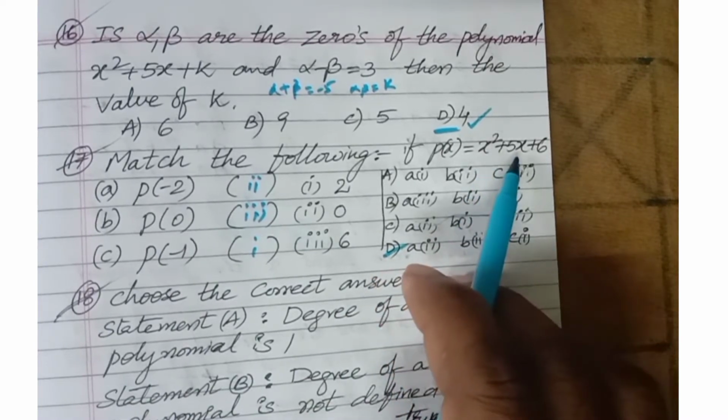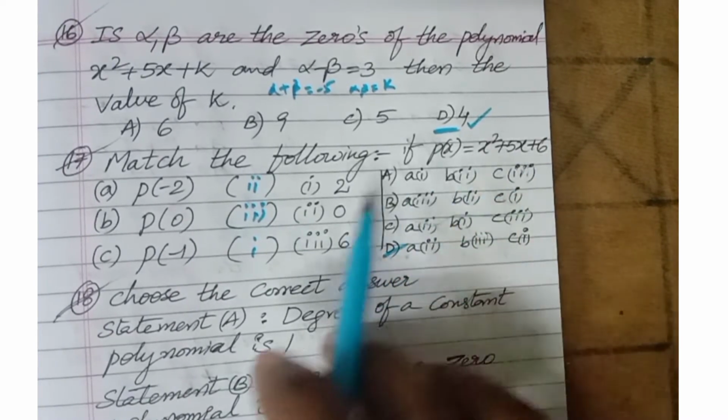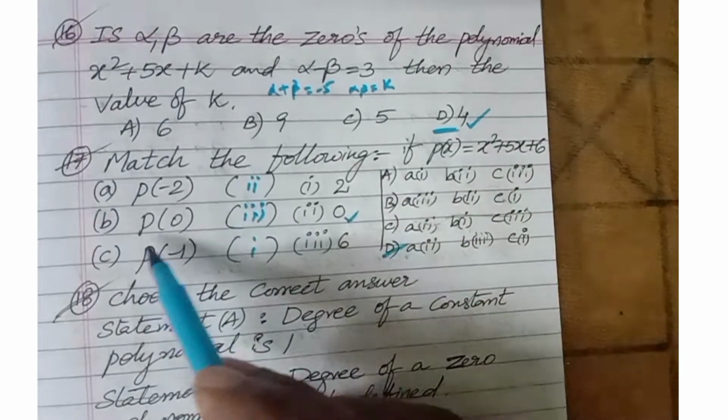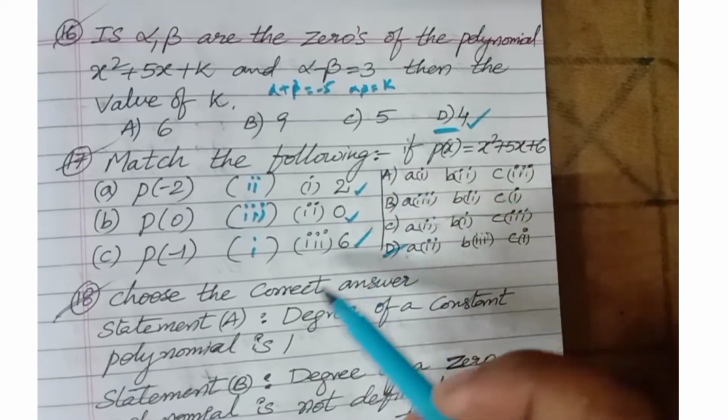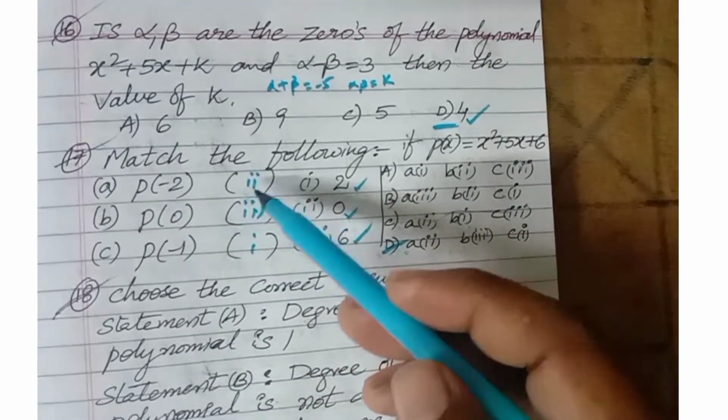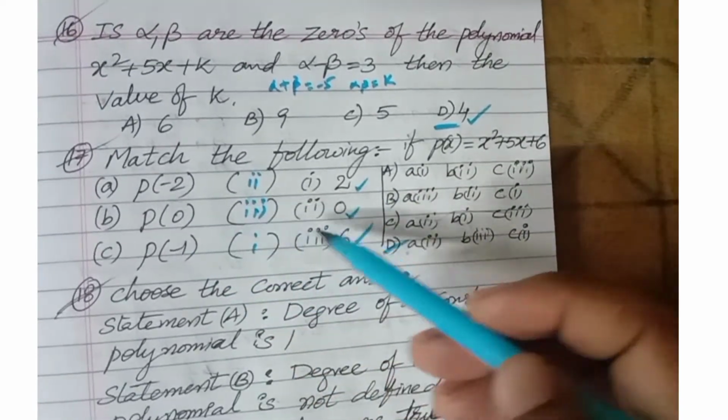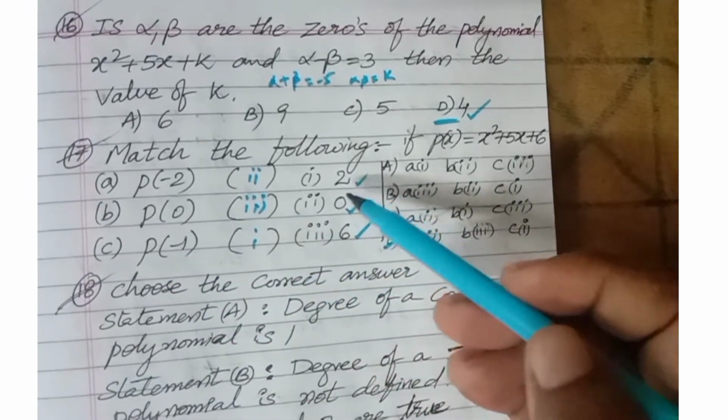P of minus 2 means 4 plus 4 minus 10 plus 6. You will get 0. Next, P of 0 means you will get 6. Next, P of minus 1, you will get 2. So the first one is second, P of 0 is the third one, 6, and P of minus 1 is the first one, 2.